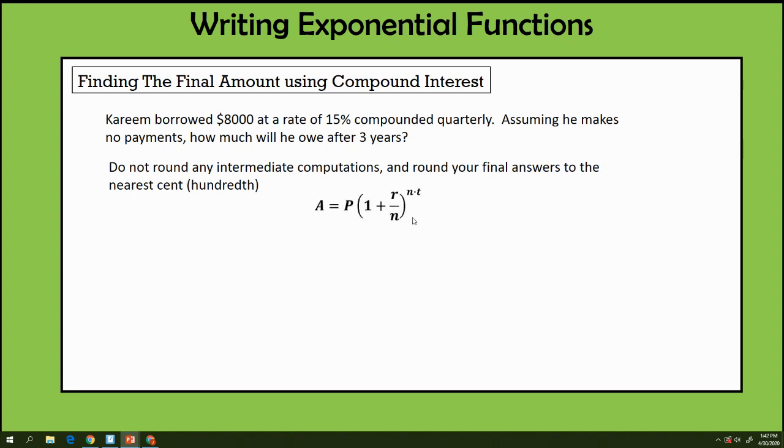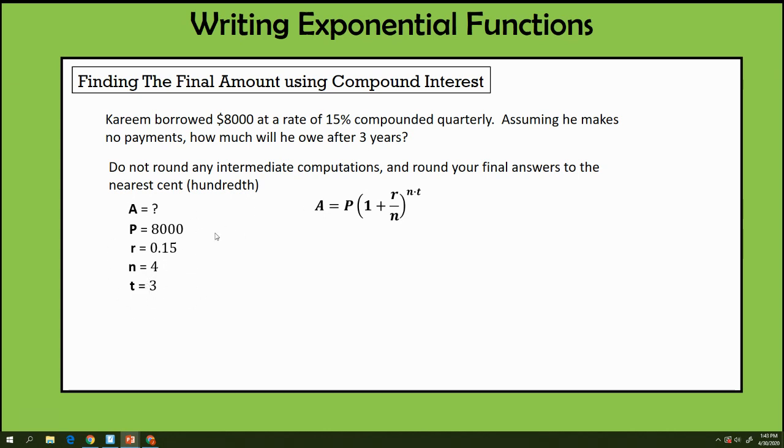You want to do one calculation and round once at the end, and I'll show you how that works. So first of all, let's use our formula. This is a compound interest scenario, so we're going to use this formula. And let's find our parts. Okay, A, the total amount he owes, that's the question. Principal, he's going to borrow $8,000. That's our P. Rate, 15% converted to a decimal, move it to the left, 0.15. N, the number of times it's compounded yearly is 4 because they're going to do it quarterly, 4 times a year. And then T is 3.